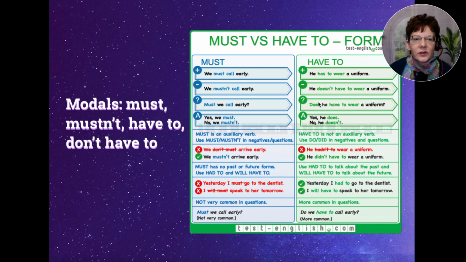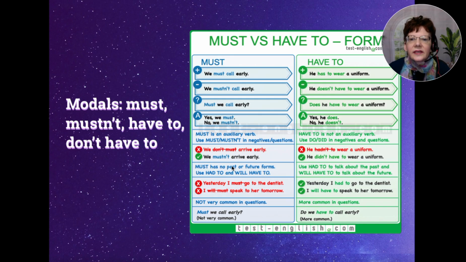All right, we'll look briefly at this table here about these modal forms. Okay, so must, here are a couple examples in the different types of sentences. For positive sentences, you use it before the main verb. We must call early. And negative, we mustn't call early. For a question, we put must first. So must we call early? And then we can say for an answer, yes, we must, or no, we mustn't.